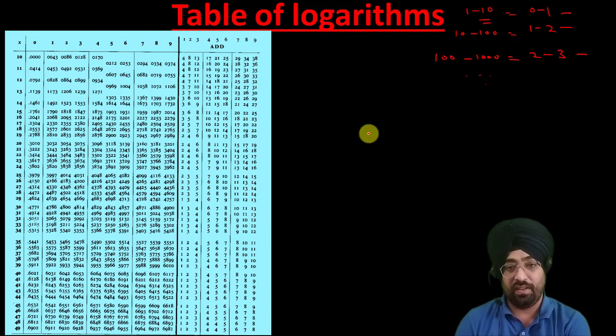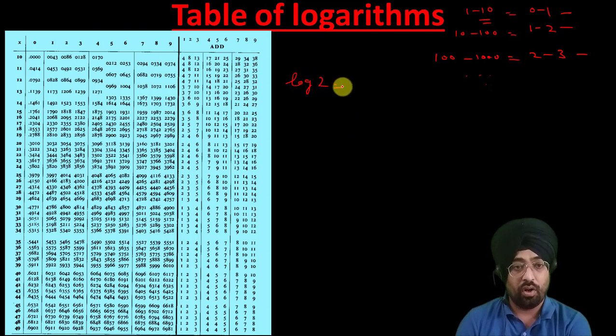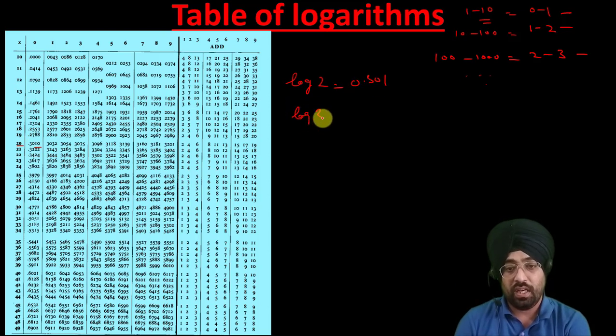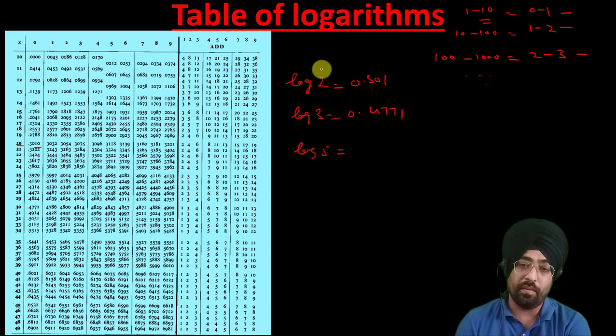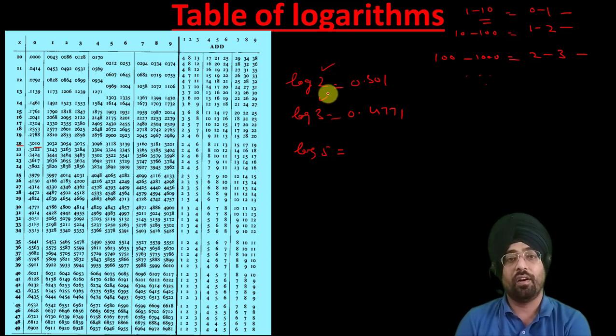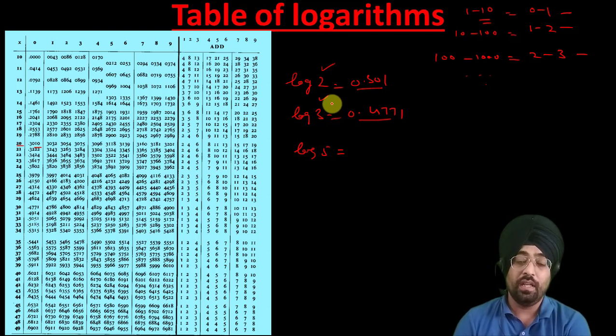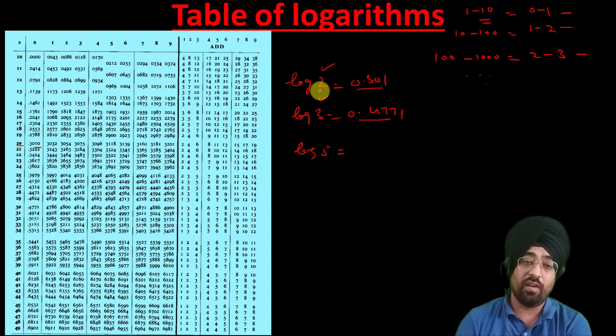Another very important thing I want to tell you is that it is good to remember the log of some values. Log 2 is 0.301. Log 3 is 0.4771. If you remember the log of some numbers, suppose 2 and 3, you can find the log of some other numbers. So it is better to remember the logs of these values, because sometimes in exams you get a very small number, and it is easier to find the log without seeing the table.